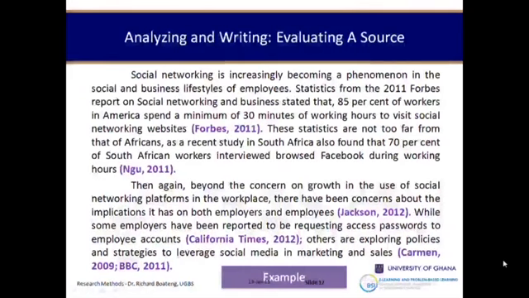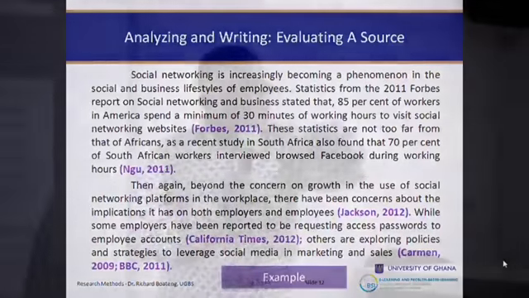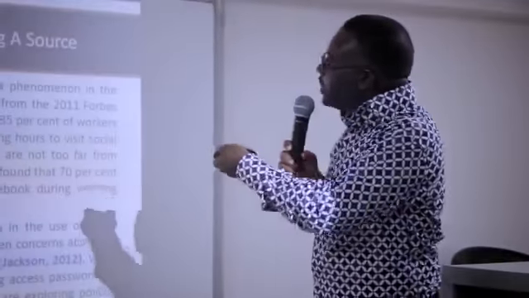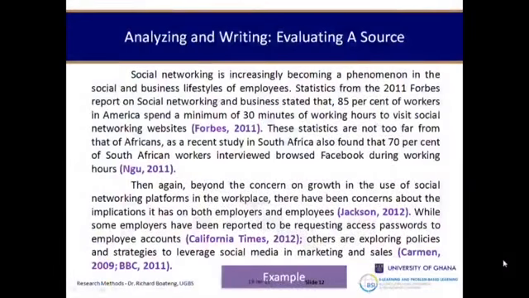To be able to do that, you see one academic work here and then one Forbes report here. So we are bringing different sources together to substantiate an argument that was put across in the first sentence. Different sources together, Forbes here and Nugu, which is also an academic work. Then he continues to say that, then again, beyond the concern on the growth in the use of social networking platforms in the workplace, there have been concerns about implications it has on both employers and employees. Another argument. There have been concerns about it in terms of its implication on employers and employees.